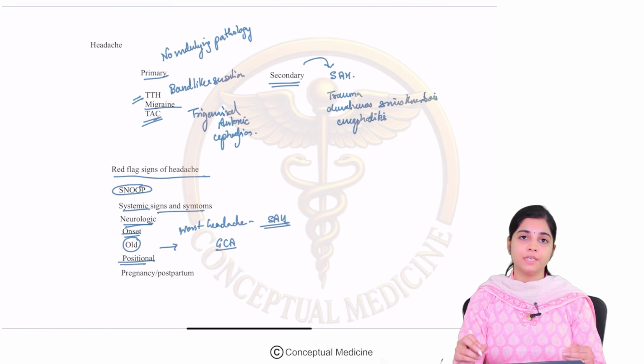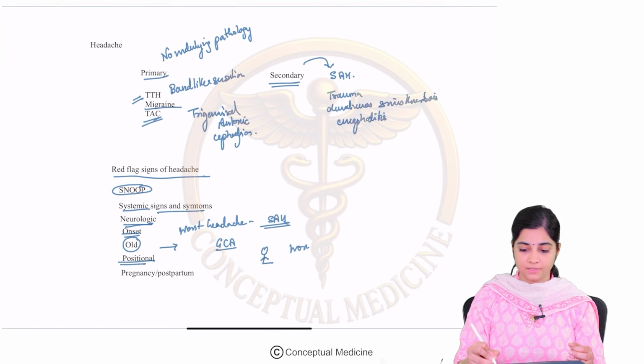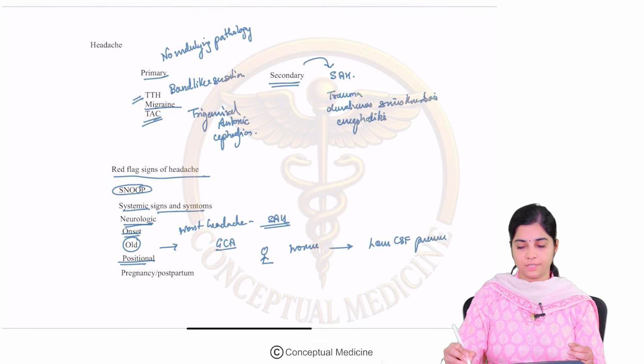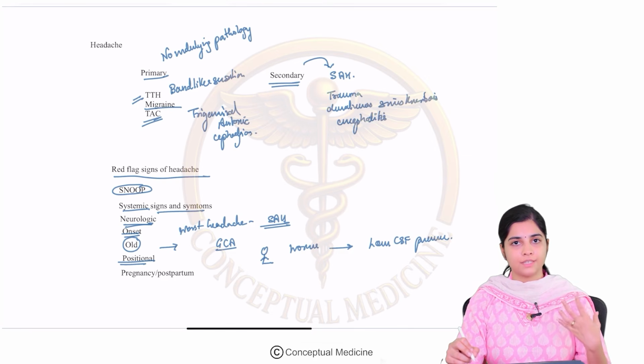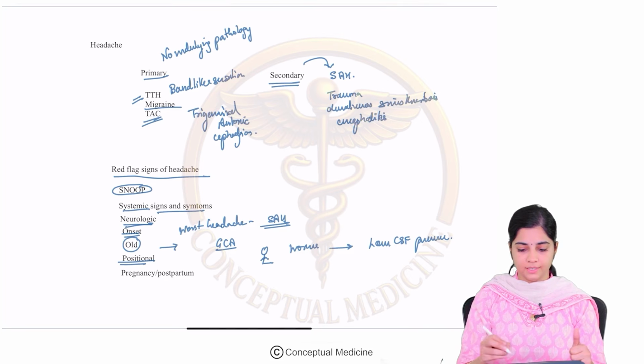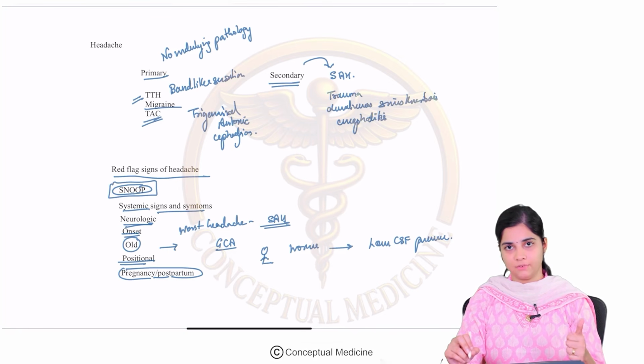Then headaches which vary with position. For example, if the headache worsens when the patient sits up, this is an example of a low CSF pressure headache. Where do you get this? For example, your patient has undergone surgery under spinal anesthesia, or you have done a lumbar puncture for this patient and there has been a rent or a leak. If there is a CSF leak, the headache is worse in an upright position. Then if the headache is occurring with pregnancy or postpartum, you have to be even more careful. So SNOOP is your mnemonic for remembering the red flag signs for headache.